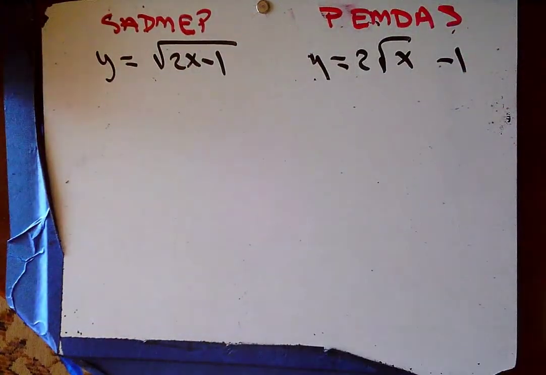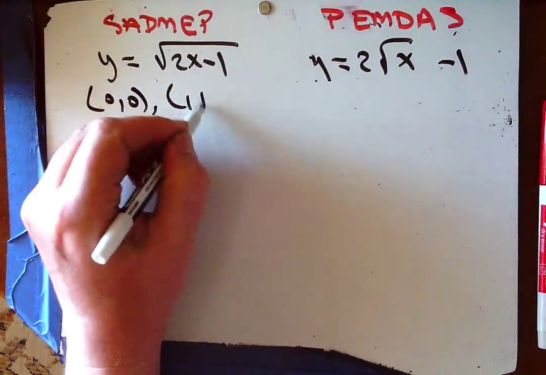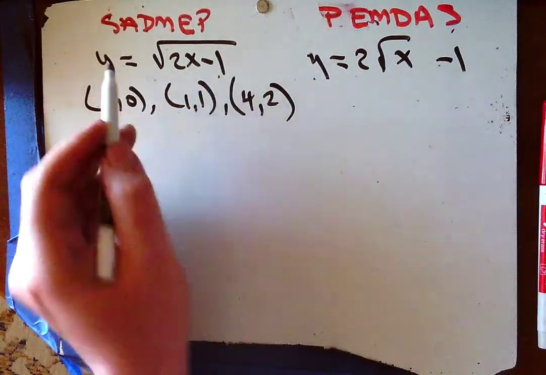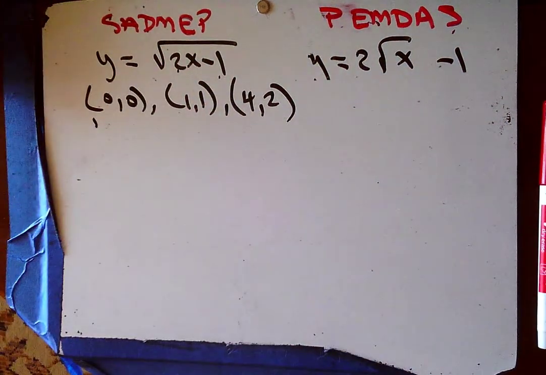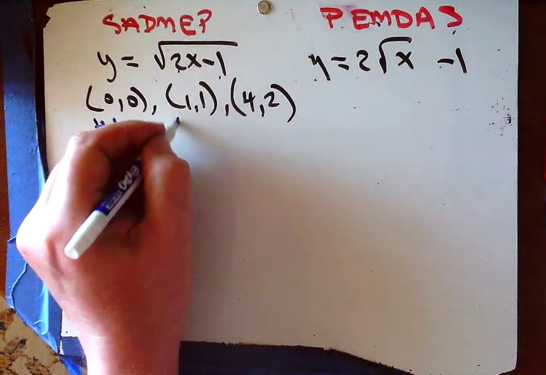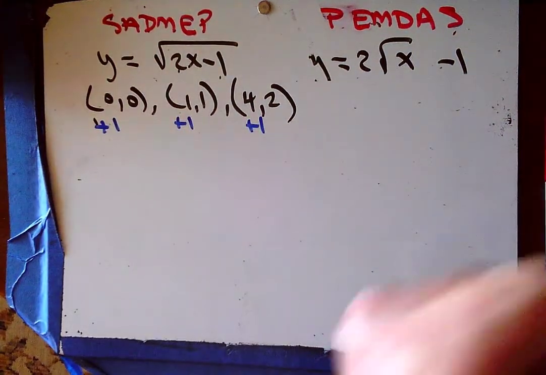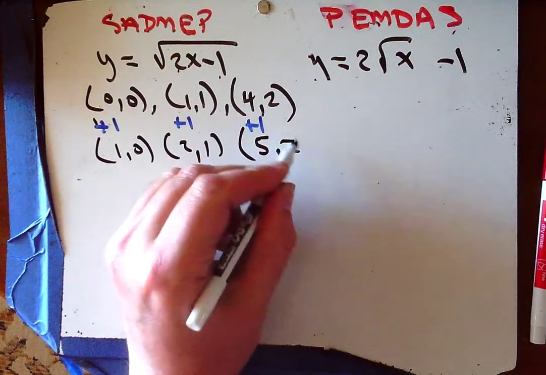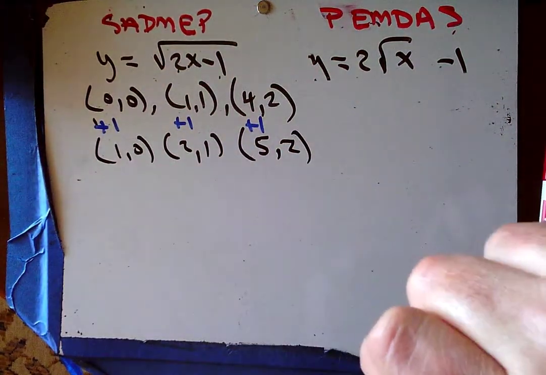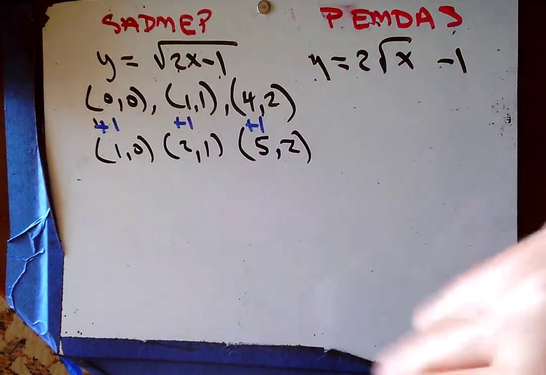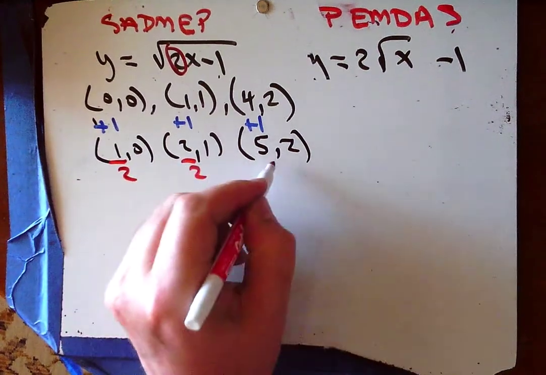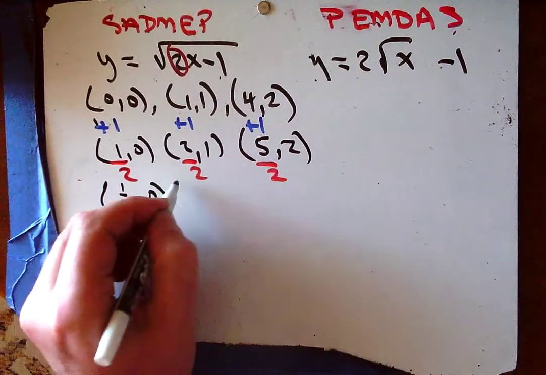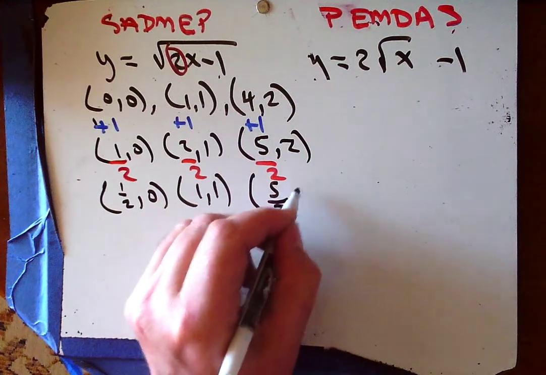So we start off with our reference points for square root of x. 4, 2. And remember, inside is SADMEP, so I have to take care of this before I take care of this. I want to add 1 to all the x's, plus 1, plus 1, plus 1. And that will give me these new reference points, 1, 0, 2, 1, 5, 2. But then I need to come back and do this second transformation, this one here, where I divide all the x's by 2. And so my new graph will be 1 half, 0, 1, 1, 5 halves, 2.